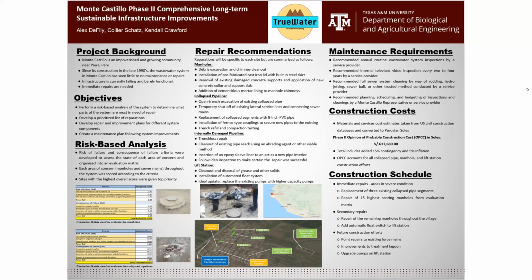For the secondary repairs, the first thing is to repair the other manholes that are not the top 15. These are ones that have issues, but the issues aren't necessarily super crucial. And also to add an automatic float system to the lift station. This would increase the flow rate through the lift station and would decrease the backups that are happening at that point in the system.